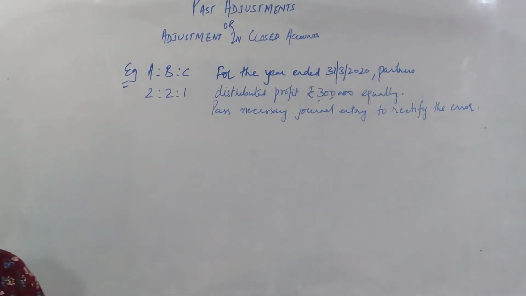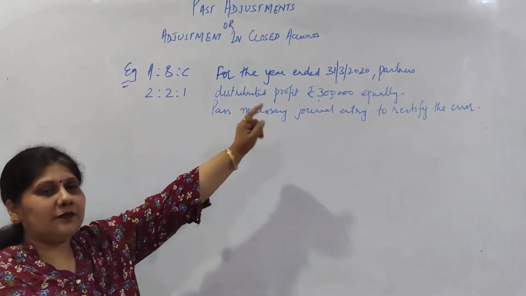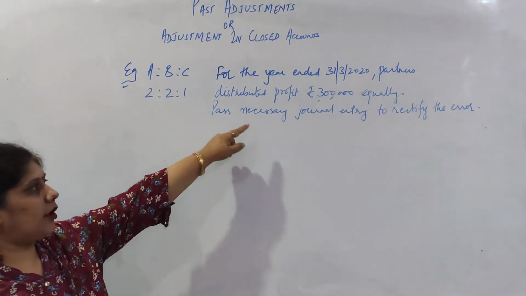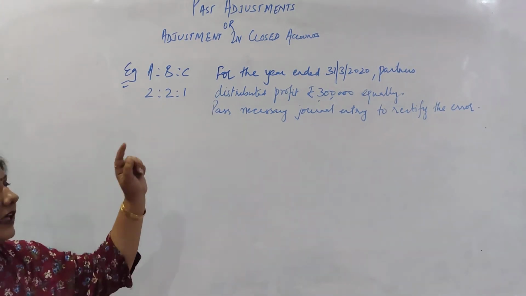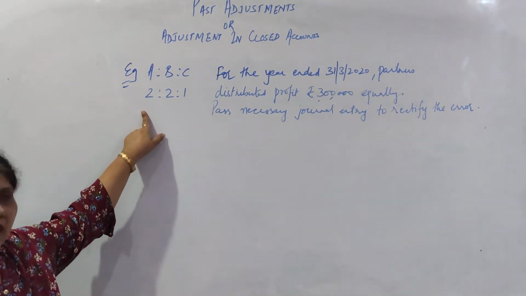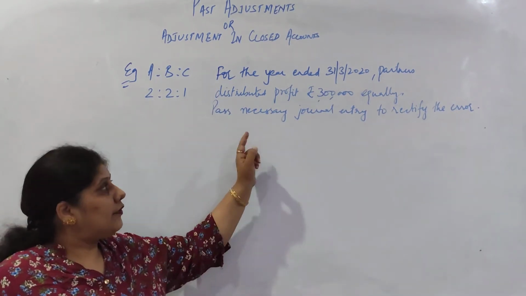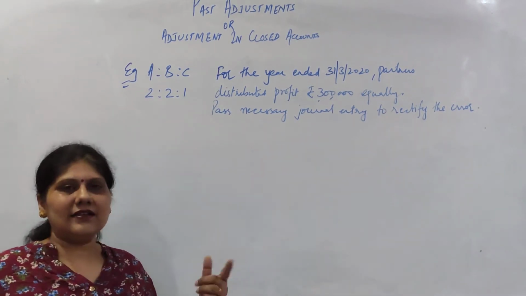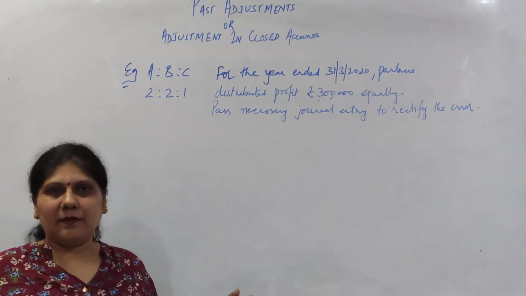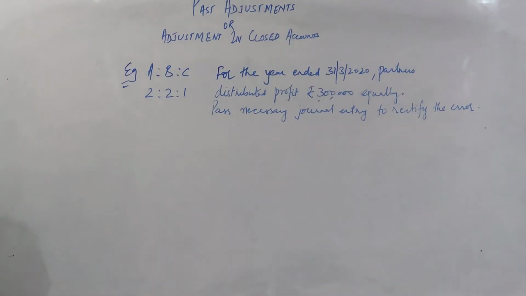A, B and C are partners sharing profits and losses in the ratio 2:2:1. For the year ended 31st March 2020, partners distributed profits rupees 3 lakh equally. That means they have distributed profit in the wrong ratio. Correct ratio was 2:2:1, but they distributed profits equally, that is 1:1:1. Now we have to correct this error. Again, as discussed in previous session, we will make adjustment table and with the help of that table, we will pass adjustment entry. So how to prepare adjustment table when profit sharing ratio is wrongly taken?